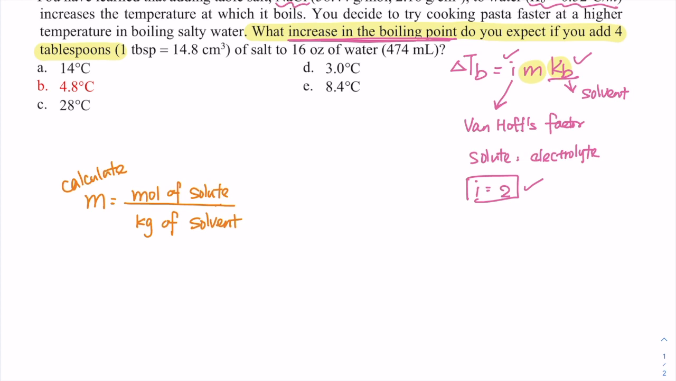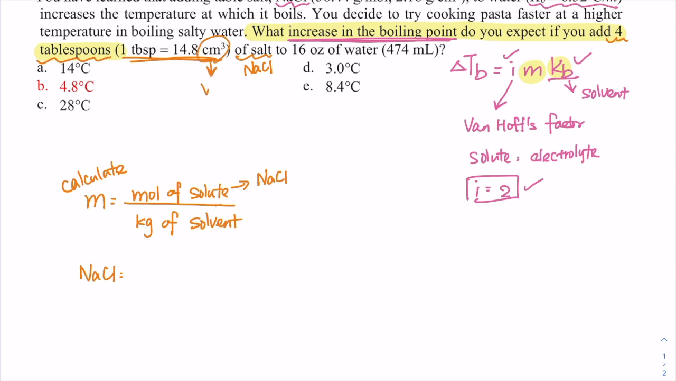We need moles of solute. Let's see what else we know about our solute, which in this question is sodium chloride. We have 4 tablespoons of the salt. What kind of information is that? It also tells you 1 tablespoon equals 14.8 cubic centimeters.